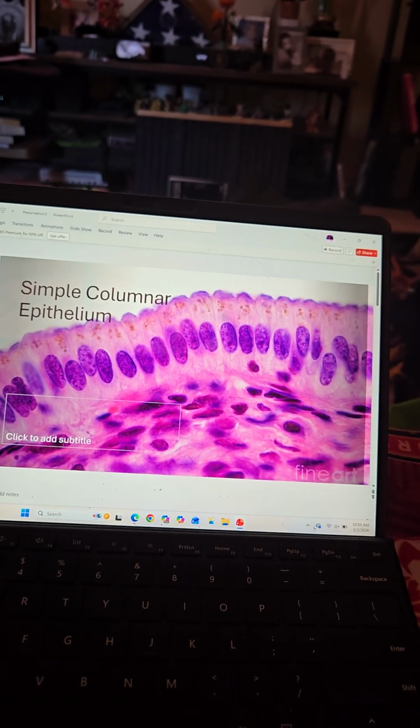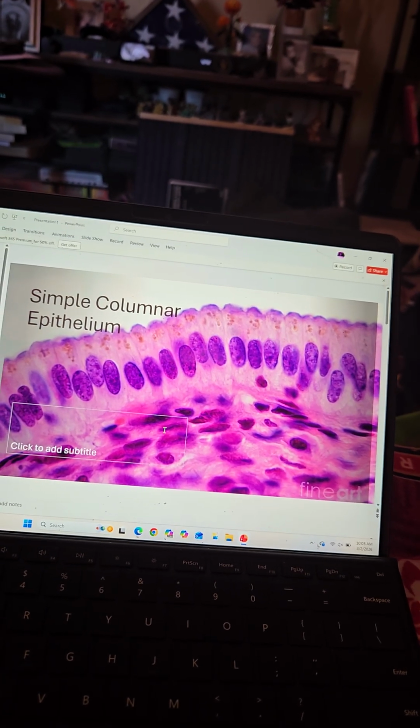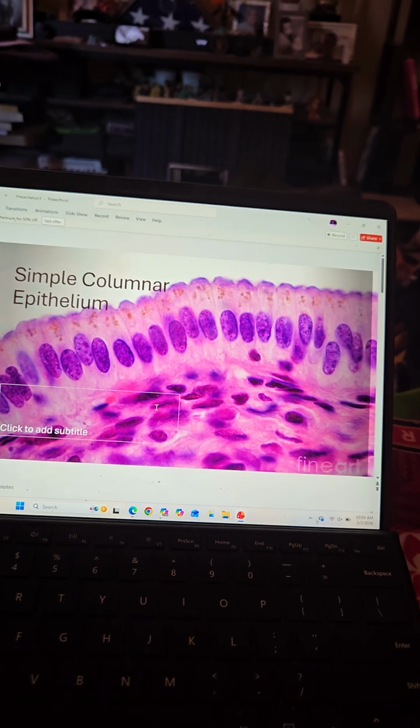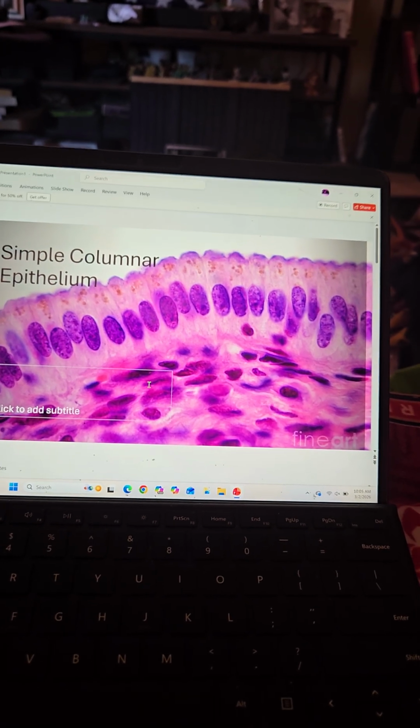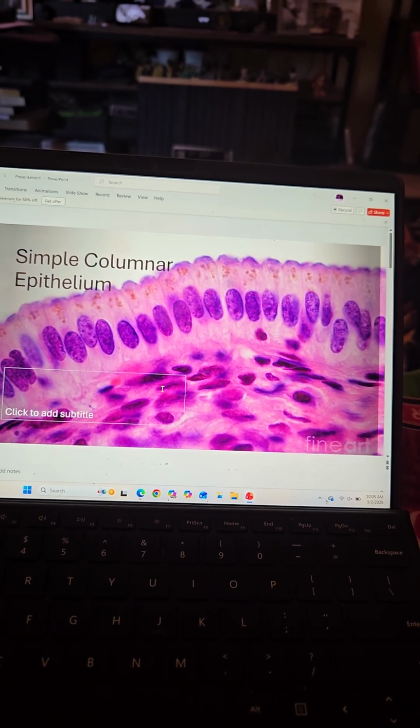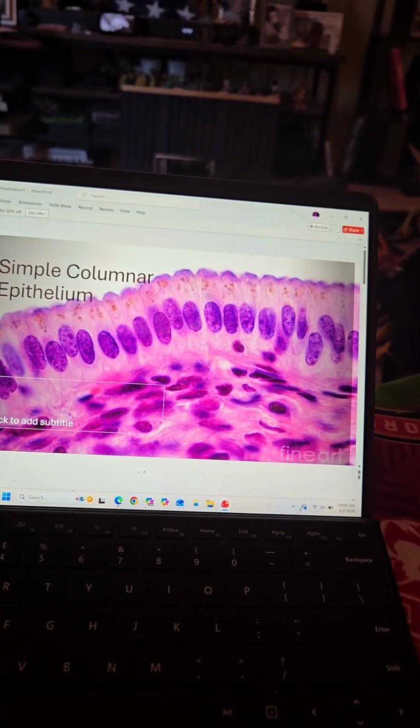This is used for absorption and secretion, and this can be found in the GI tract, the uterus, the kidney, and the uterine tubes.